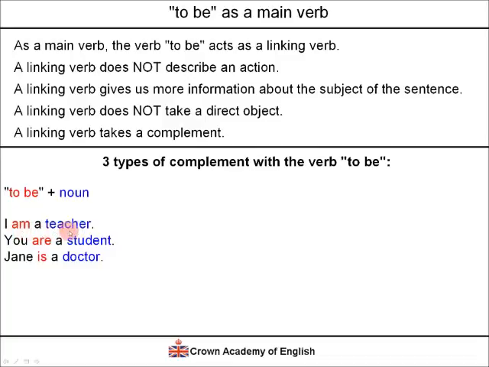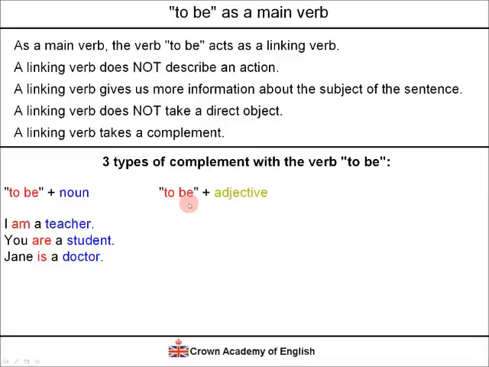It is a complement, and it is in fact called a subject complement. So the verb to be is giving us more information about the subject of the sentence. The teacher is a subject complement referring back to the subject, I. So you are a student. Jane is a doctor. So these are all examples of the verb to be in the present tense. Okay?